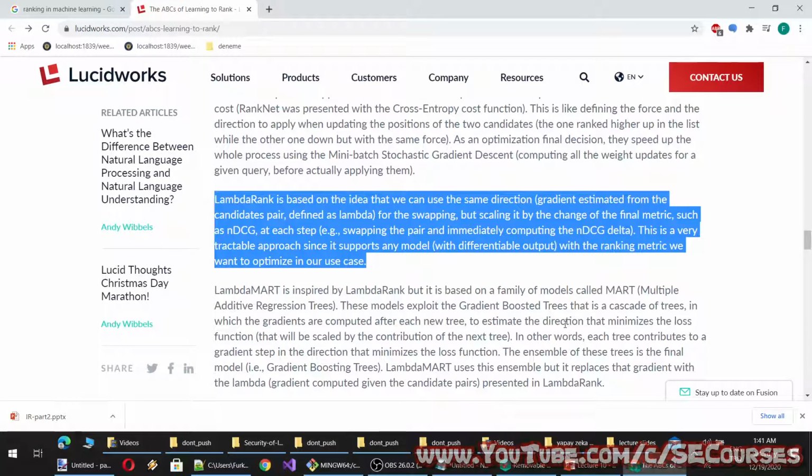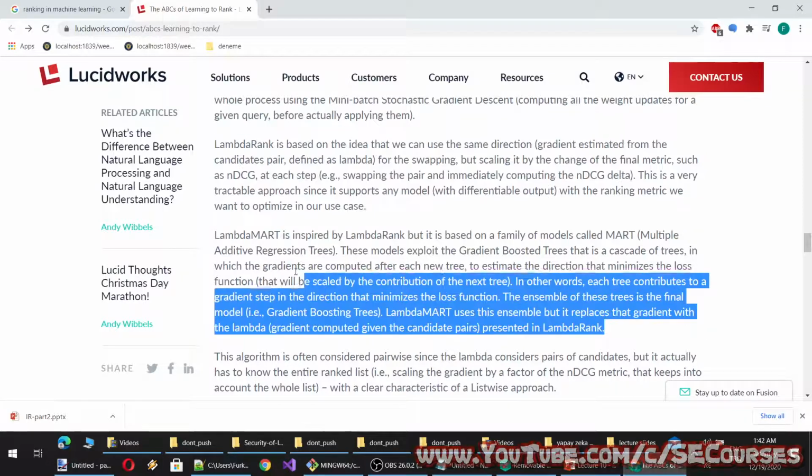LambdaRank is based on the idea that we can use the same direction gradient estimated from the candidates pair, defined as lambda, for the swapping, but scaling it by the change of the final metric, such as NDCG, at each step, e.g., swapping the pair and immediately computing the NDCG delta. This is a very tractable approach since it supports any model with differentiable output with the ranking metric we want to optimize in our use case.